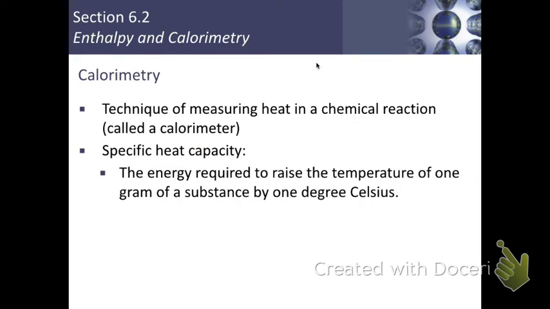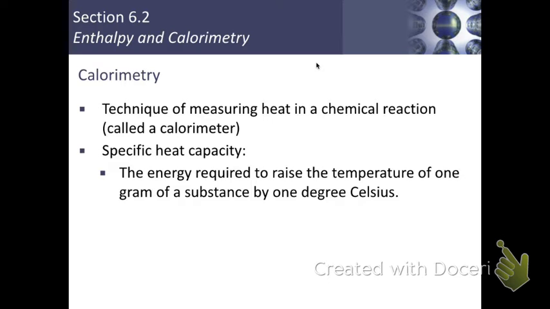Each part of a chemical reaction has what's called a specific heat capacity. Specific heat capacity is all it is: the energy that it takes to raise that object 1 degree Celsius. It's how much energy it takes to raise that 1 degree for 1 gram of the substance. And each individual substance has a different specific heat capacity. Water has a different specific heat capacity than ethanol, than iron, than whatever.